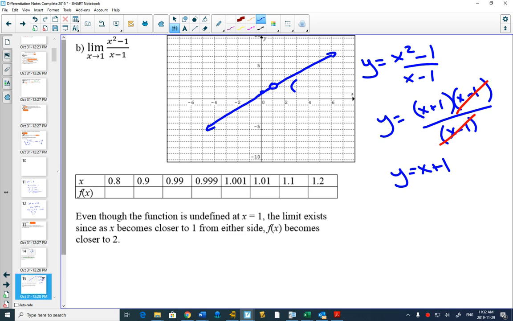And it has a hole where? At 1, 2. How do I know it's at 1, 2? Because I can plug 1 into the simplified version. On my line, I should have the point 1, 2, but now I have a hole in my graph. And so when we're talking about the limit, as you go from the left-hand side and approach x equals 1, and you go from the right-hand side and approach x equals 1, from the graph, we can say that the limit is equal to 2.